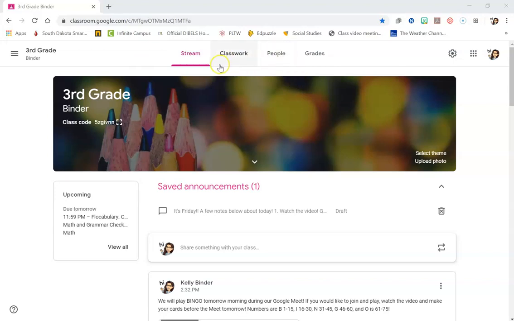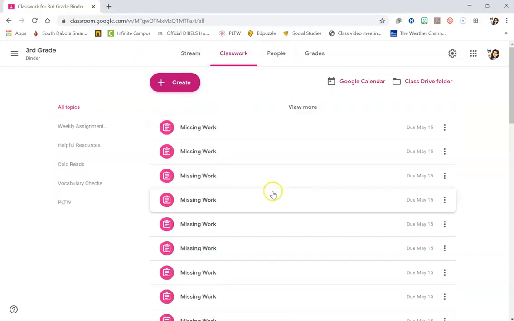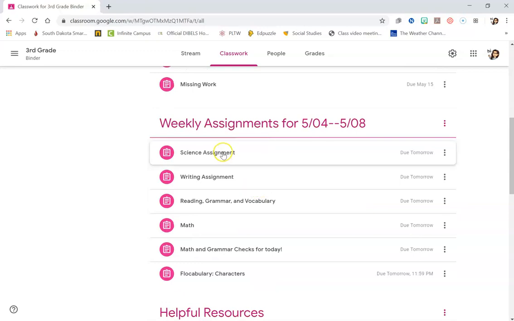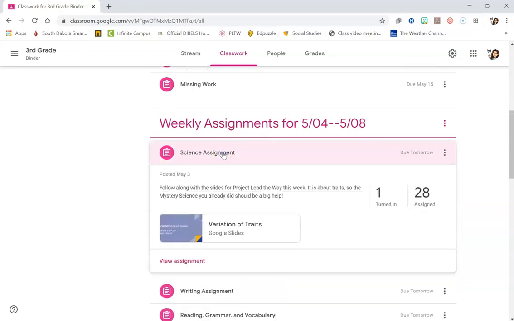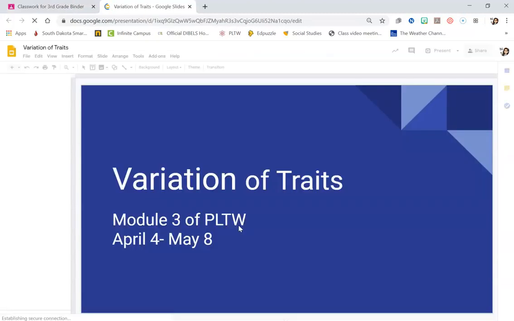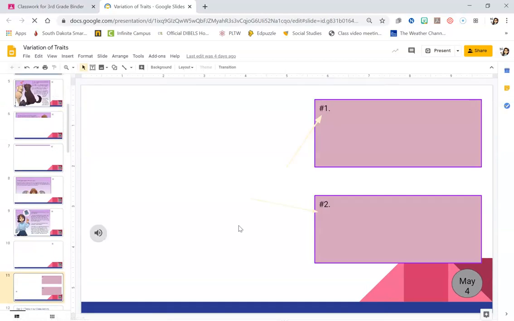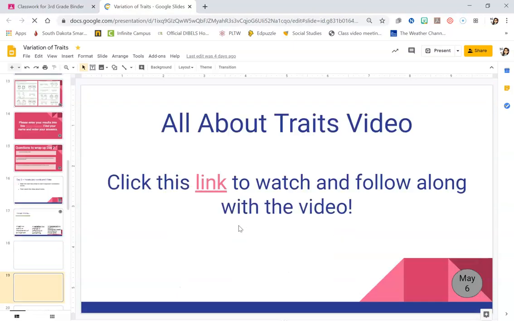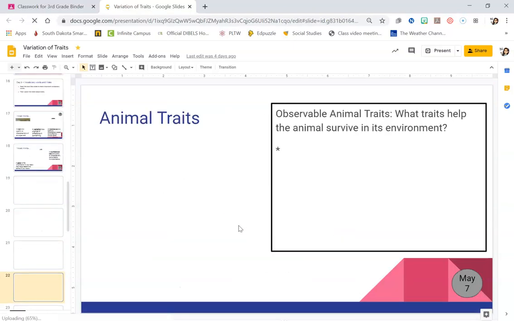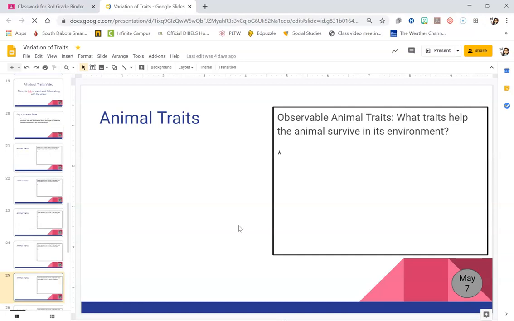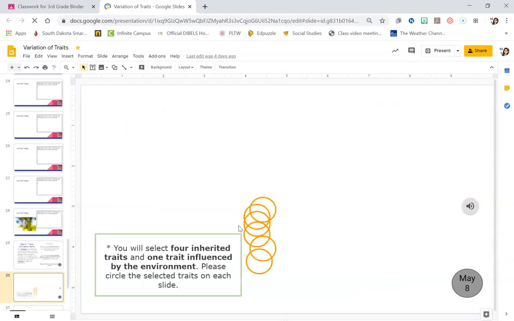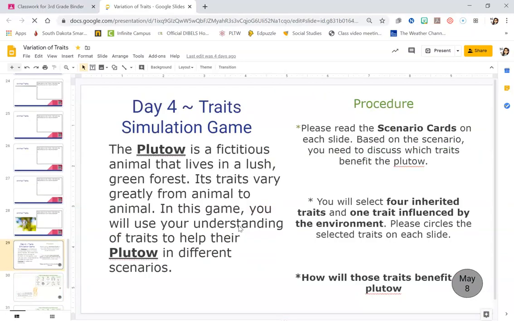Let's go ahead and look over your assignments for today. So, your science assignment yesterday, you should have looked at the animals and typed up a few of their traits that help them survive in their habitat. Today, you're going to play a game where you get to decide the traits that the animal has. Okay, and this is my fault, it should say day 5 instead of day 4.